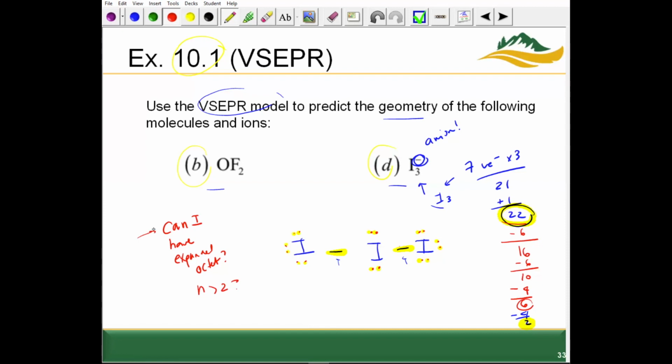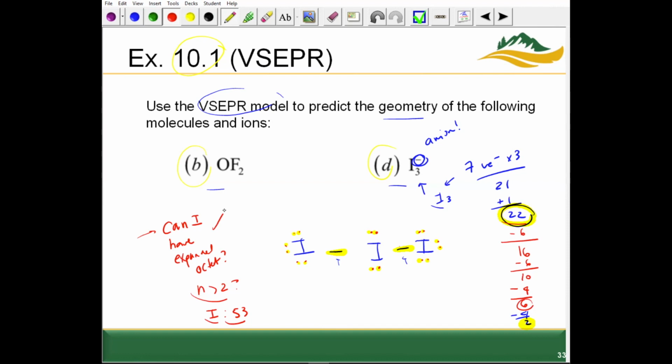Can iodine have an expanded octet? That would mean that the principal quantum number has to be greater than 2. Iodine has 53 electrons, so we'll definitely see an n value greater than 2. That means that I can have an expanded octet.